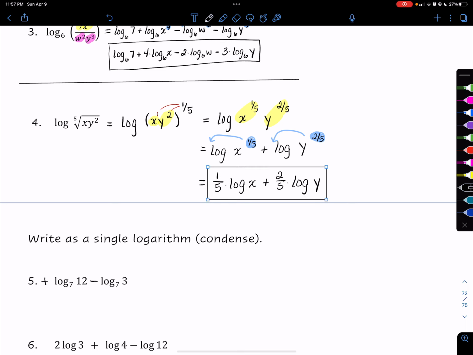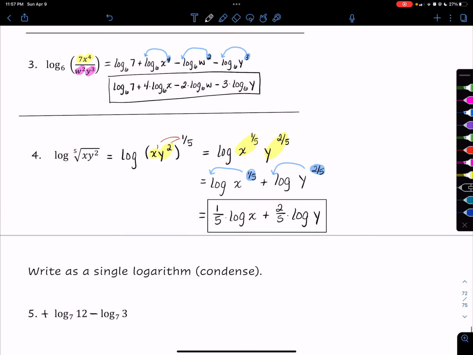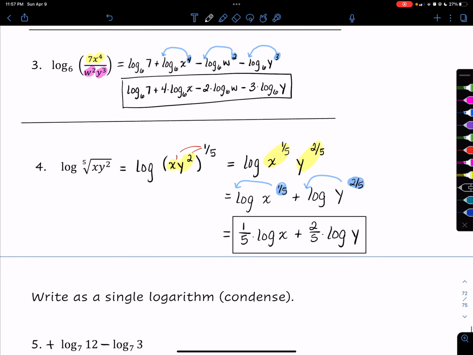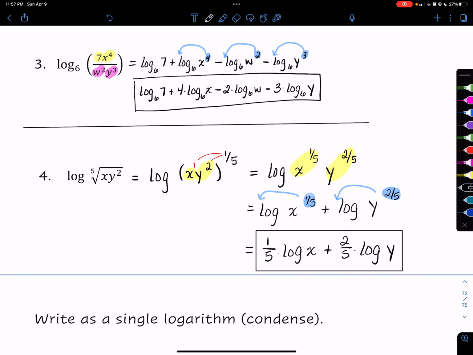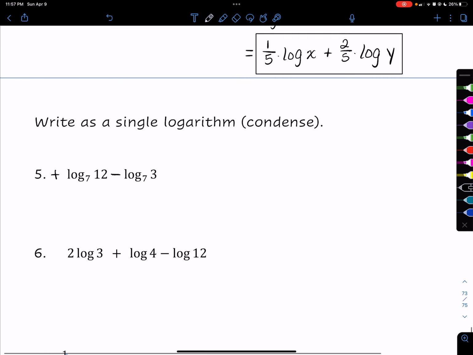And that is our expanded form on that one. Okay. And I thought there were 5 of these, but there's only 4. So we've got 4 on expanding, and now we're going to go to condensing. When we're looking at condensing, we're going to take what's already pulled apart and condense it down into 1 log. So we're going to be looking at these steps.